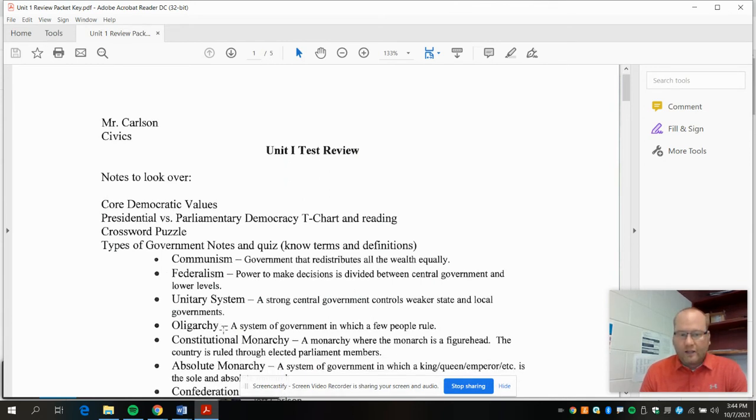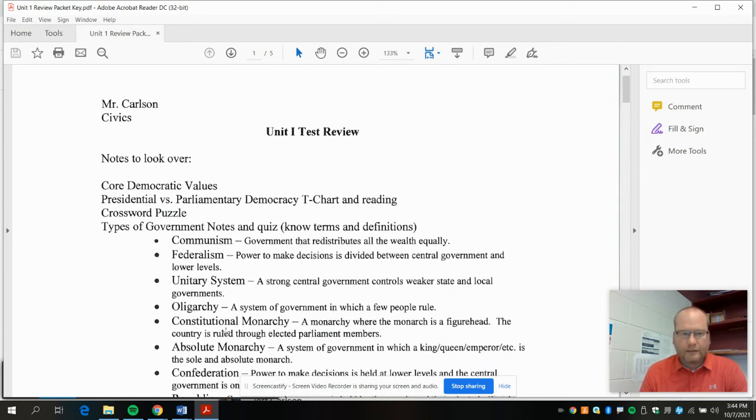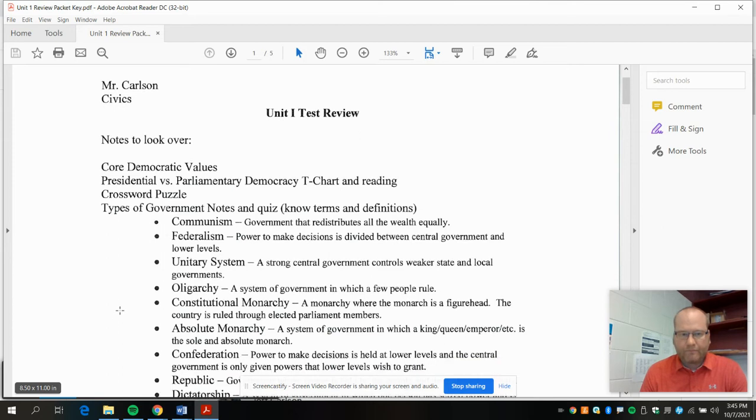Then there's the oligarchy, a system of government in which a few people rule. Then constitutional monarchy, a monarchy where the monarch is a figurehead. Like we said, England is like this. The country is also, though, ruled through elected parliament members. Then there's the absolute monarchy, a system of government in which a king, queen, emperor, etc. is the sole and absolute monarch. So they've got like complete control. It might fall underneath the like totalitarian type of government.